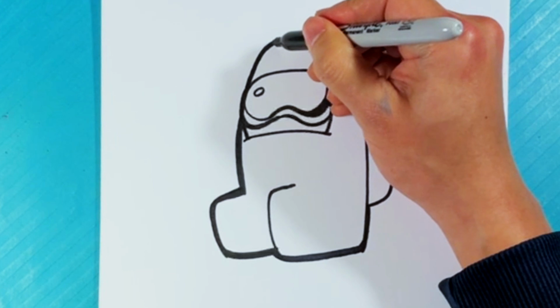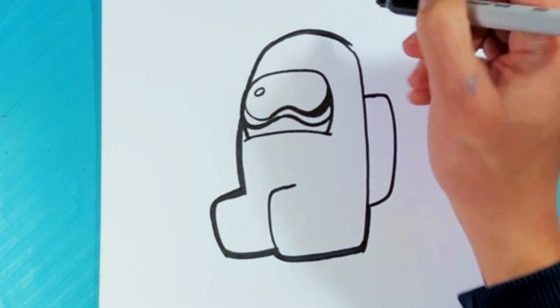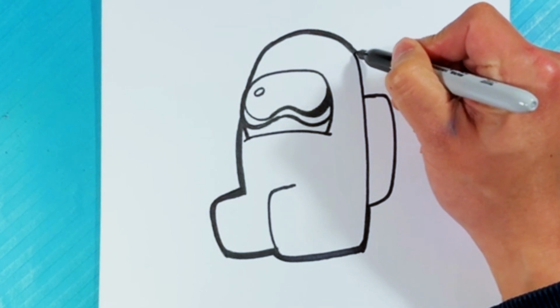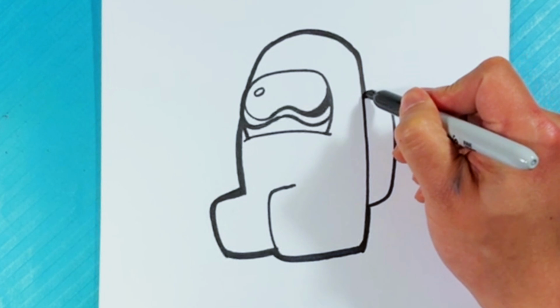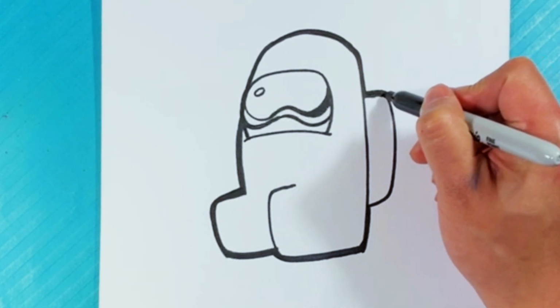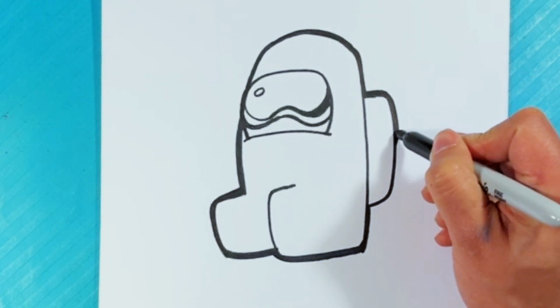We're going to go over here now, continue at the top, down right there, down right here, and we're going to go over here on this side. Curve along here.